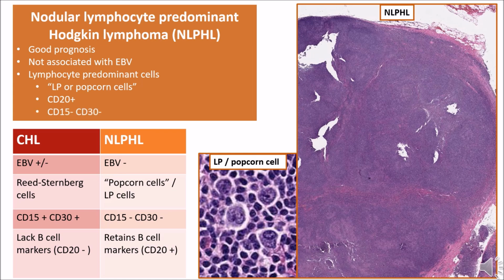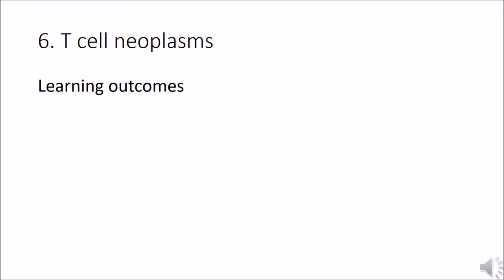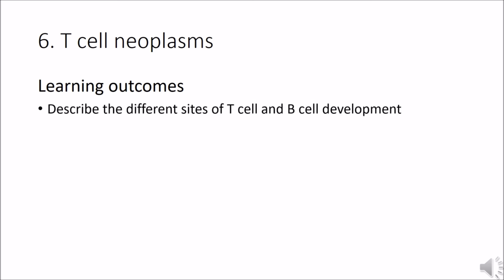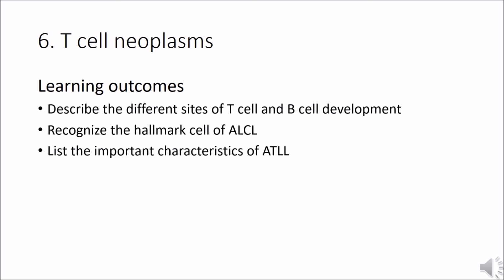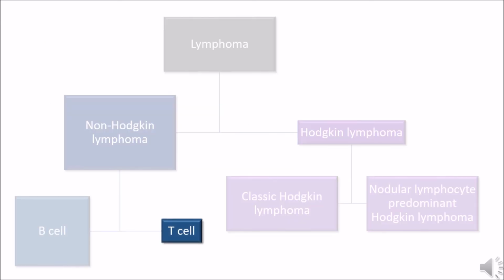By the end of the section, you will be able to describe the different sites of T-cell development, recognize the hallmark cell of anaplastic large cell lymphoma, and list the important characteristics of adult T-cell leukemia lymphoma. The last lymphoma group we'll discuss are the T-cell lymphomas, part of the non-Hodgkin lymphoma classification.